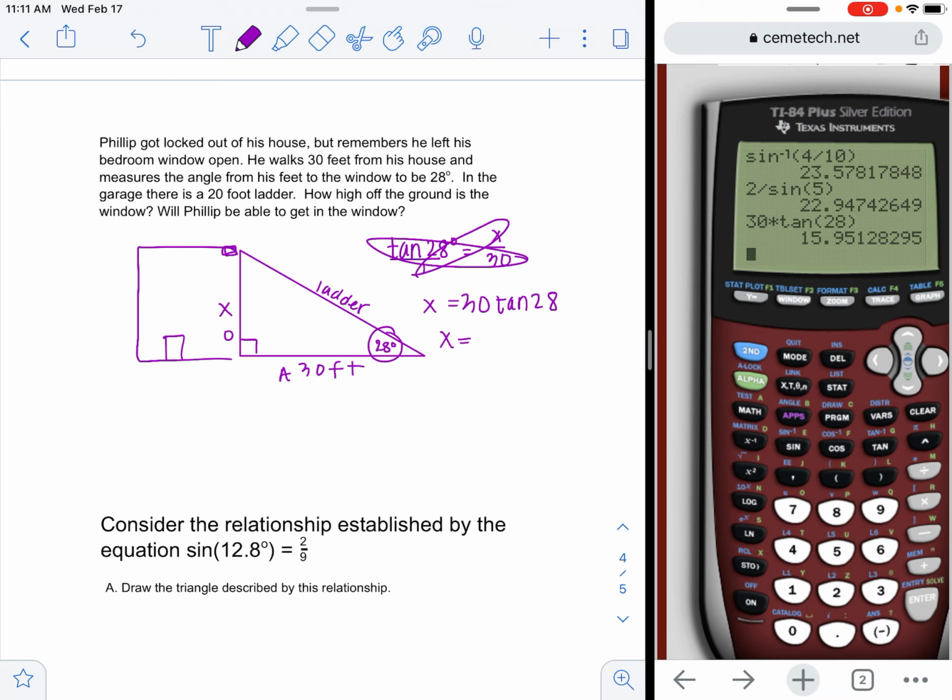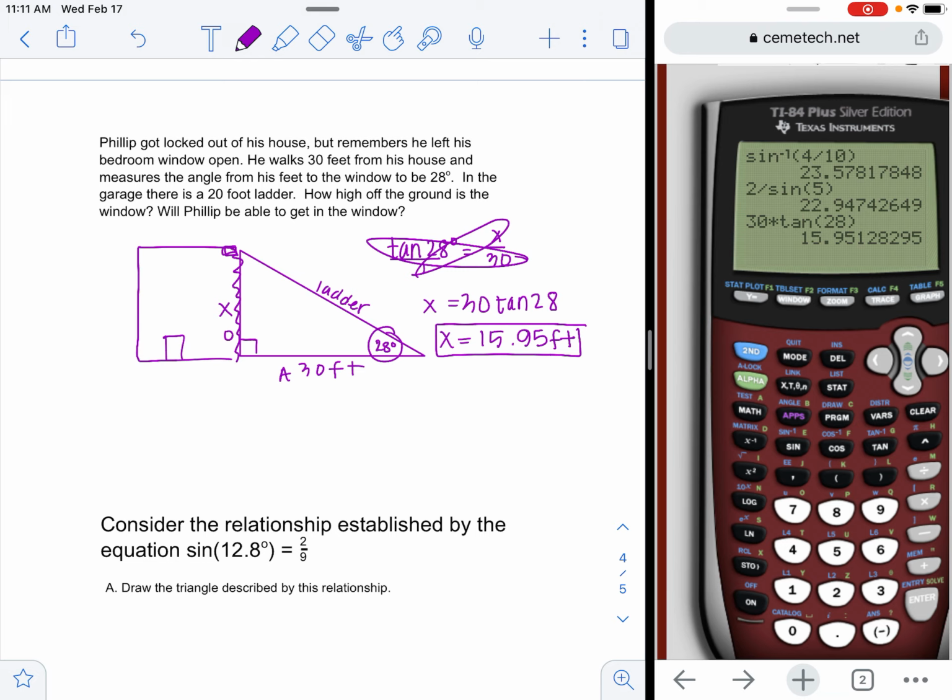I'll put that in my calculator. 30 times tangent of 28, close parentheses, hit enter. This is a side length, so 15.95 feet. Oops, I lost the 5 somehow. There we go. Okay, so the window is 15.95 feet off the ground.